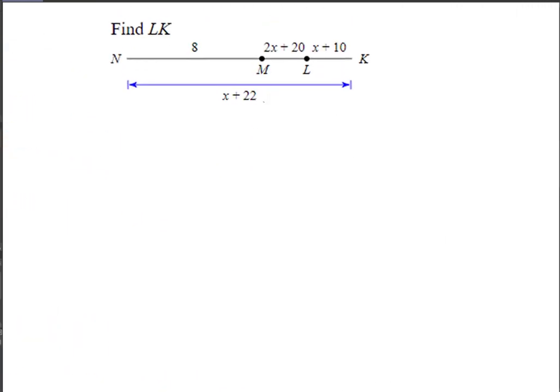Find LK. Now, this one freaks you out, and I understand why it does. What you see here is now they've moved away from nice numbers to algebraic expressions, right? And when moving to algebraic expressions, it adds another level of complexity. However, it's still the same process. Notice you have a whole, and notice you have the parts. And I can take that whole, and it's equal to the sum of all those parts. In other words, it's equal to 8 plus 2x plus 20, right?